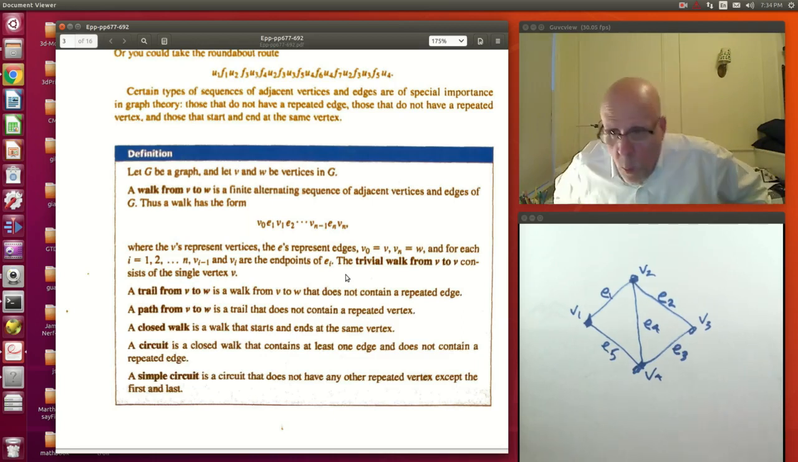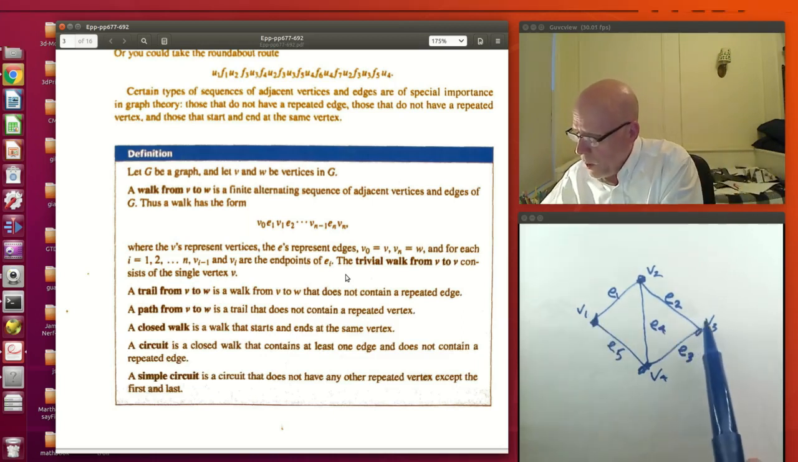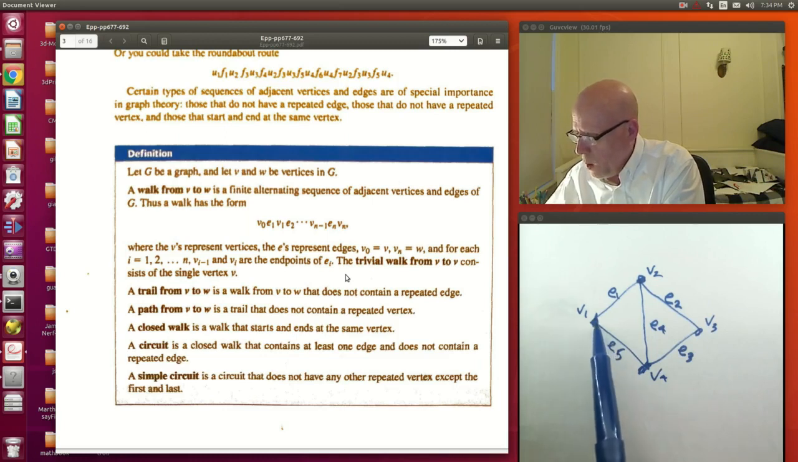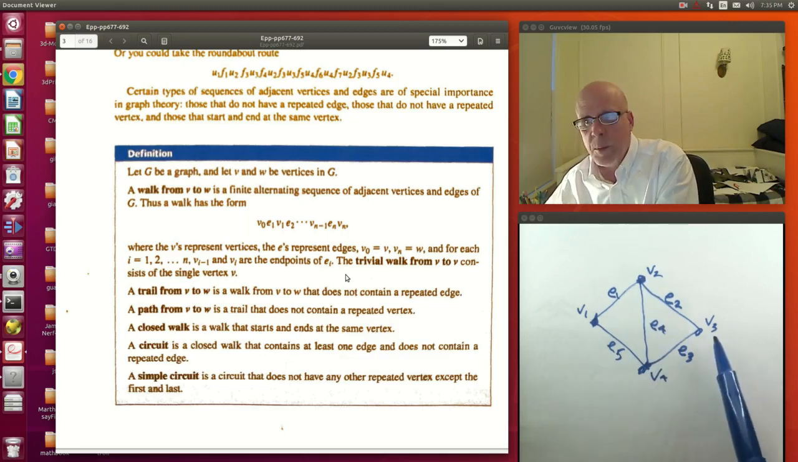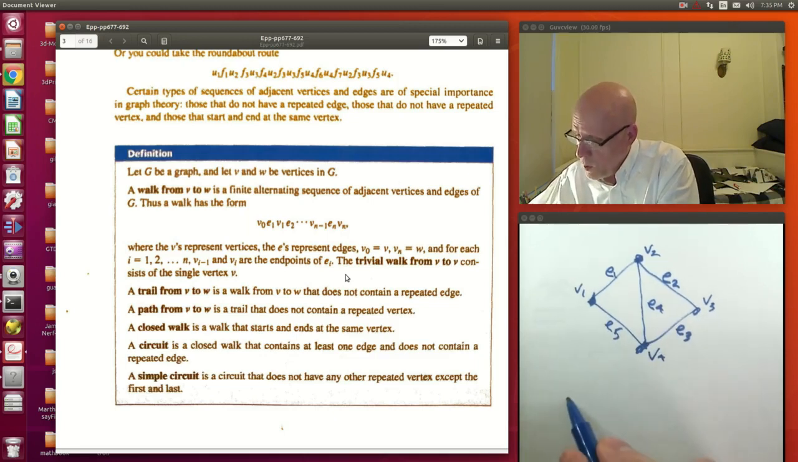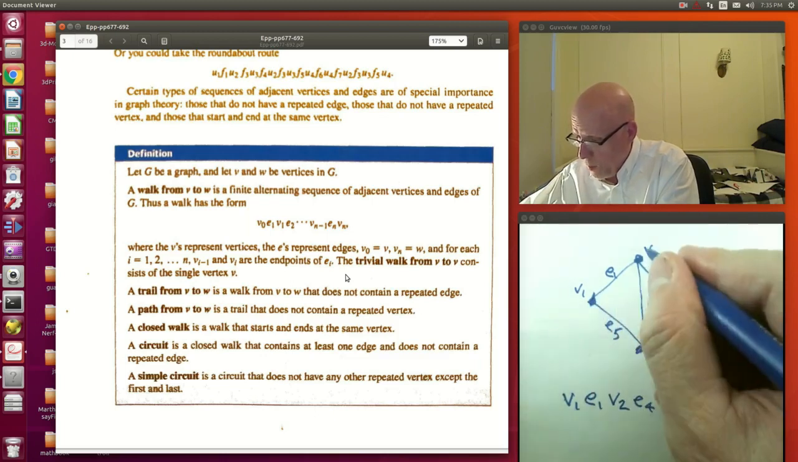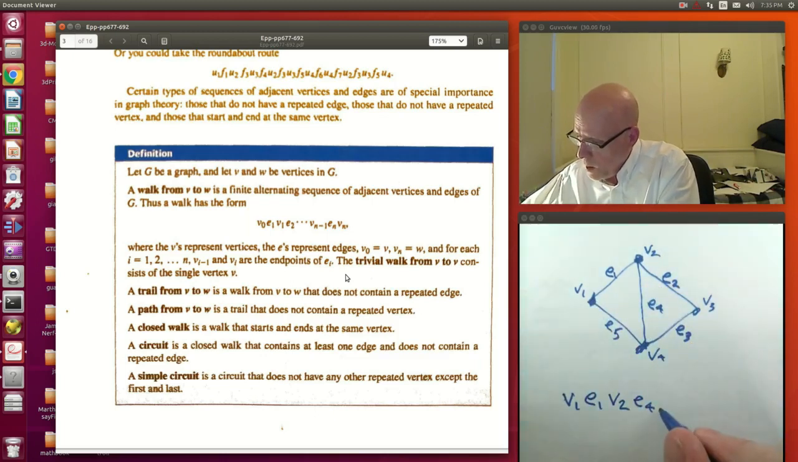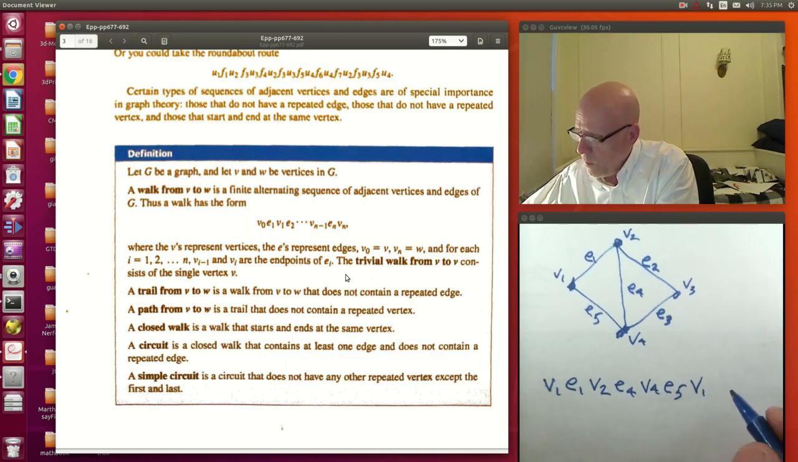I could have a walk that went from 1 to 3 that did this. I could go 1 to 2 to 4, back to 1, over to 2 again, and finally end up at 3. Now that would be represented as V1, E1, V2, E4. I went up this way, then I came down here. E4 leads me to V4. Then I went along E5 until I got to V1. And then E1 back to V2, then E2, and finally ended at V3.